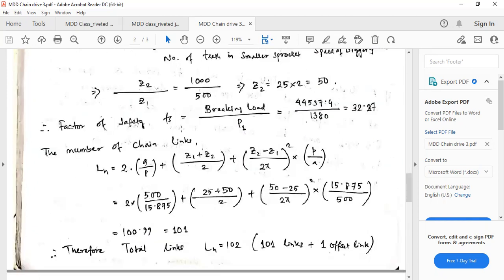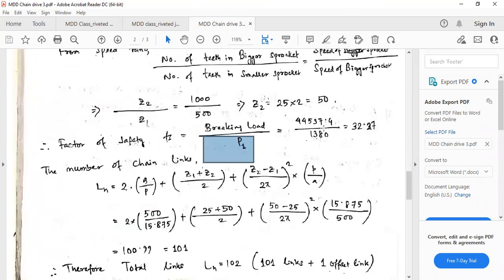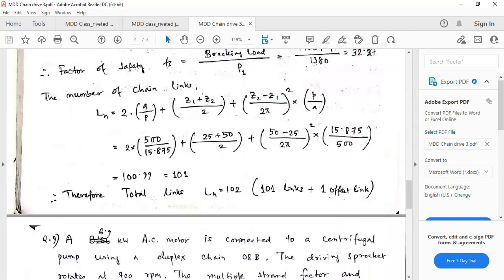Next is the factor of safety. We can find it out by dividing braking load by allowable tension. So it is actually tight side tension. The braking load is this, and allowable tension we have just calculated, 1380. So from that you get the factor of safety as 32.27. And this formula, you know, is for number of chain links.